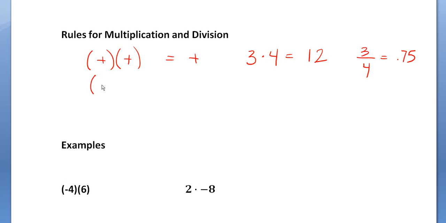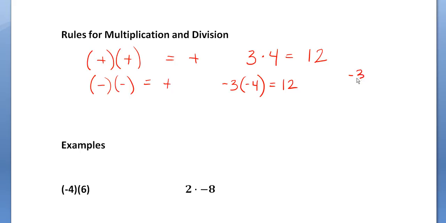If I multiply a negative times a negative, I'll also get a negative for an answer. Excuse me, I'll get a positive for an answer. A negative times a negative is a positive. So if I multiply a negative 3 times a negative 4, I will get a positive 12 as an answer. Just like over here, it works for division too. If I divide a negative 3 by a negative 4, I will get a positive answer.